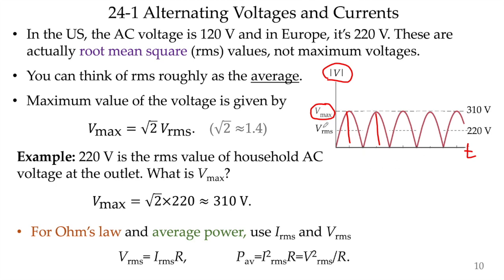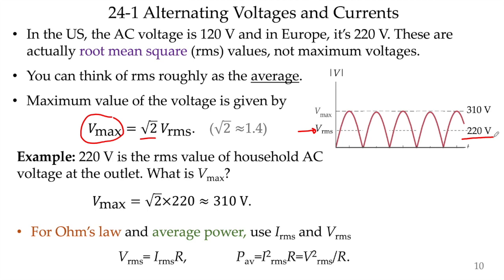This is not exactly the RMS value, or the average is not exactly in the middle, but the relation is something like this. So basically, if you divide the maximum value by square root 2, which is like 1.4, you would find the RMS voltage. Again, think about it as an average. So in Turkey or Europe, the RMS voltage is 220 volts.